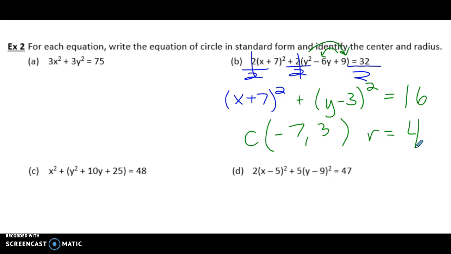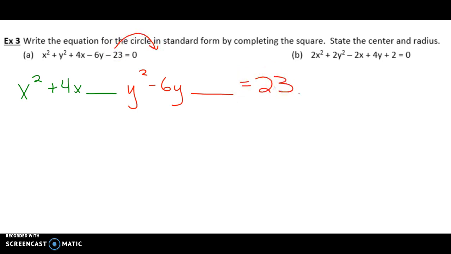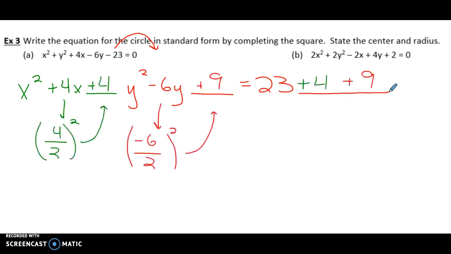Okay, I'm going to skip down to 3a. Now this is exactly like your warm-up. See if you can do it again. Group the x's together, leave a blank. Group the y's together, leave a blank. And I'm going to go ahead and move this 23 to the right side as a positive 23, and then I'm going to put a big blank over there to remind myself that I have to do everything to both sides. So there's my next step. We take b divided by 2 and multiply by itself, and then do that to both sides.